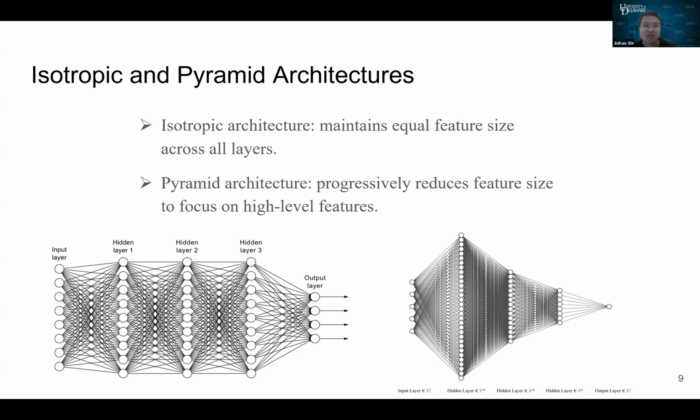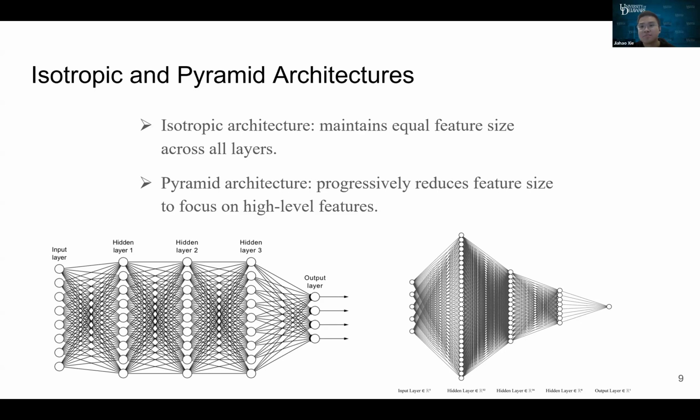Vision GNN is implemented using two architecture variants, isotropic and pyramid. In the isotropic architecture, all layers maintain the same number of nodes and feature dimensions. Similar to transformer networks, this ensures a uniform treatment of features across the entire model. On the other hand, the pyramid architecture reduces the feature size as the model goes deeper, focusing more on high-level features in the later layers.